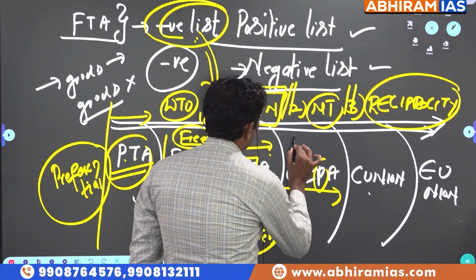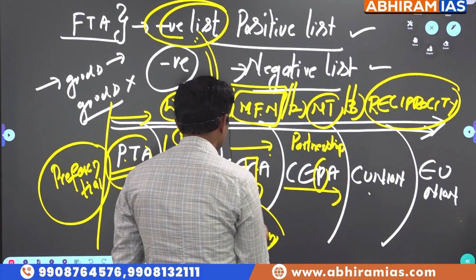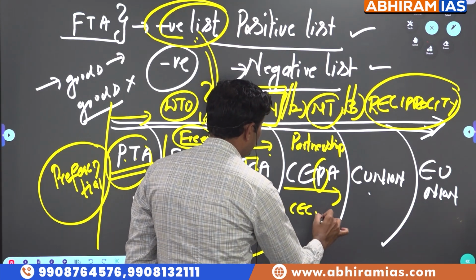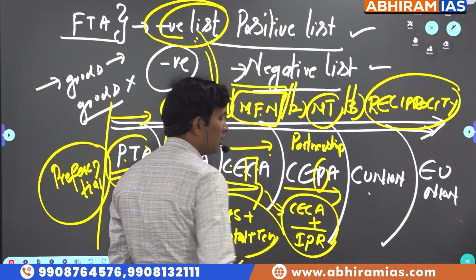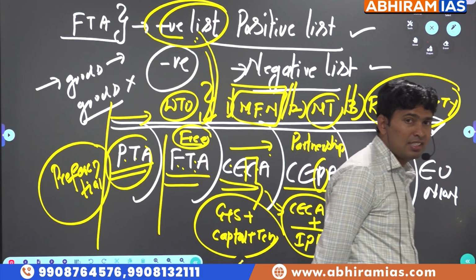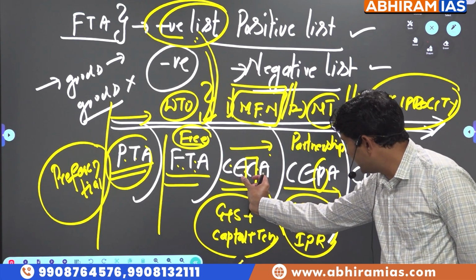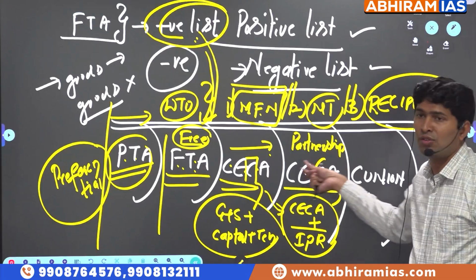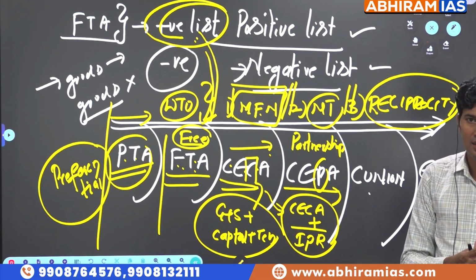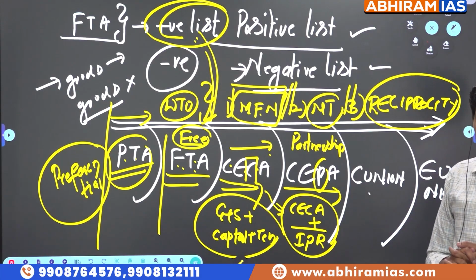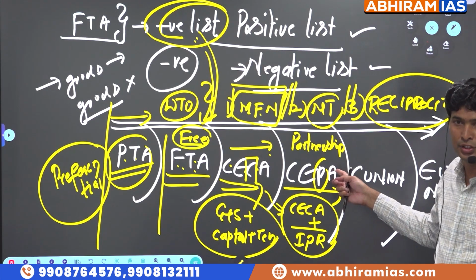CEPA, Comprehensive Economic Partnership Agreement. It is even more extended. So CECA plus cooperation in intellectual property rights also: patent, copyright, trademark, geographical indication. Then that is called CEPA, Comprehensive Economic Partnership Agreement. Cooperation is limited, partnership is an extension of cooperation. Which means CECA, if it covers as many things as possible, becomes a Partnership Agreement. From cooperation, it is becoming partnership.